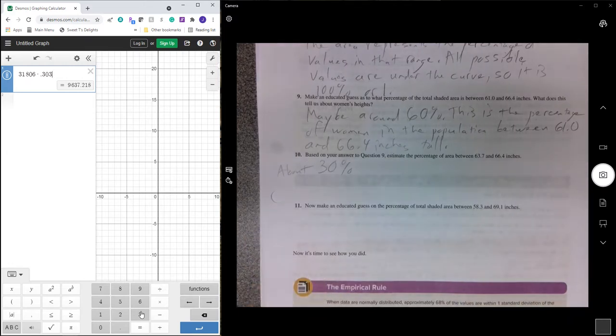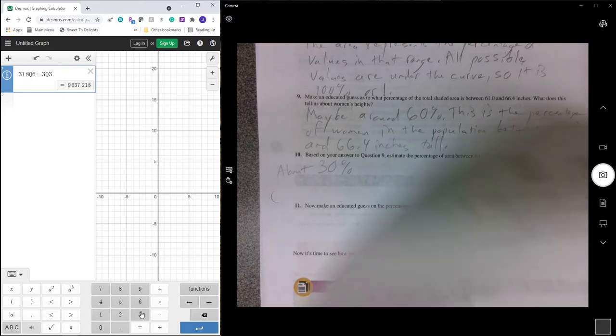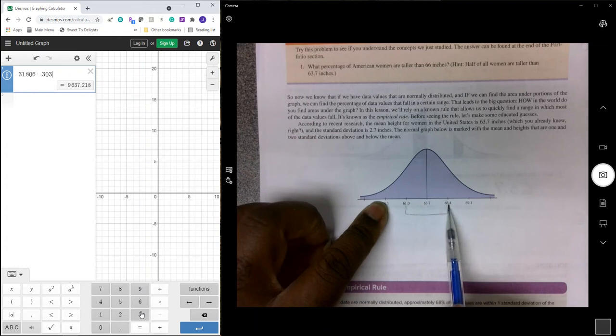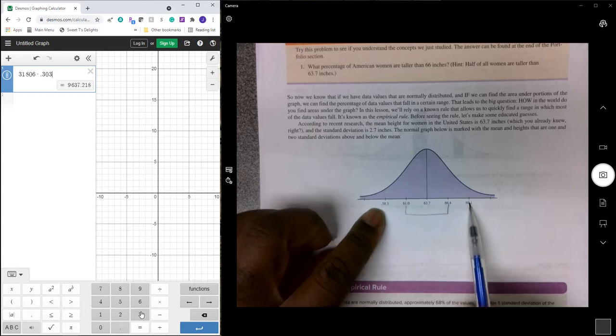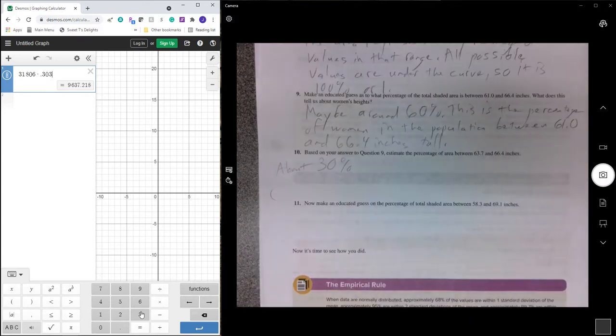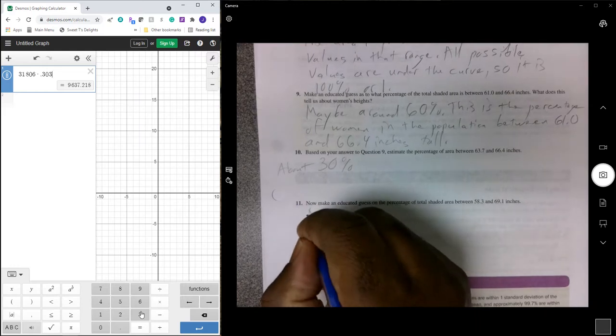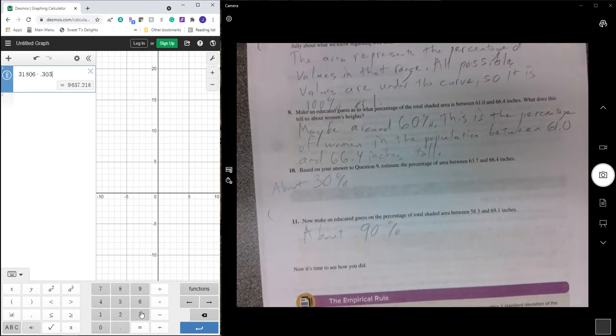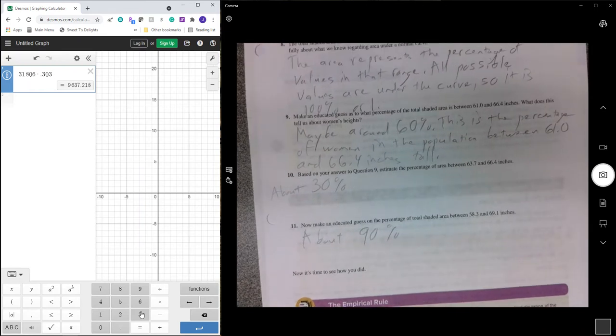Now make an educated guess on the percentage of total shaded area between 58.3 to 69.1. If you look at this, let me see, from here to here, we say this is about 60. So if we're looking from these two, from here to here, we would think that's about 90%. So I would say about 90%. Okay, now it says, now it's time to see how you did.